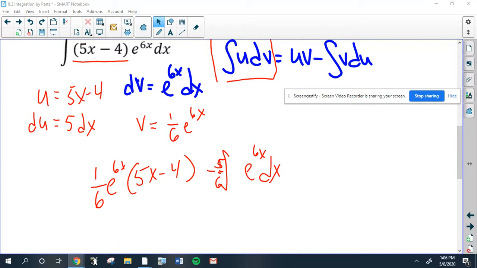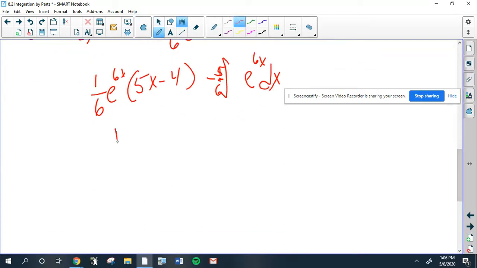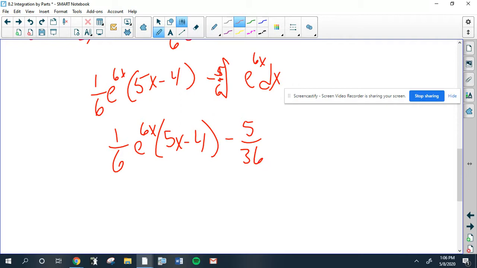Can we integrate e to the 6x? The answer is absolutely. We already did it up here. So we're good. Now you integrate. E to the 6x is 1/6 e to the 6x. Add your plus c. You could factor out an e to the 6x over 36 to make this look a little nicer. That's up to you, really. The quizzes you're going to have are multiple choice, so if they did simplify them, you'll be able to figure that out.